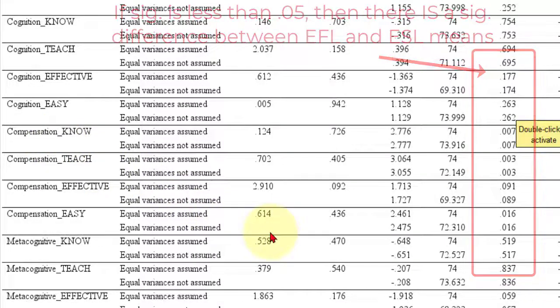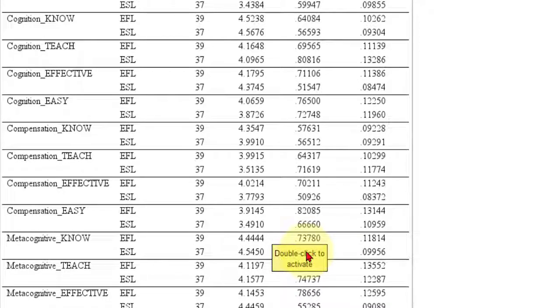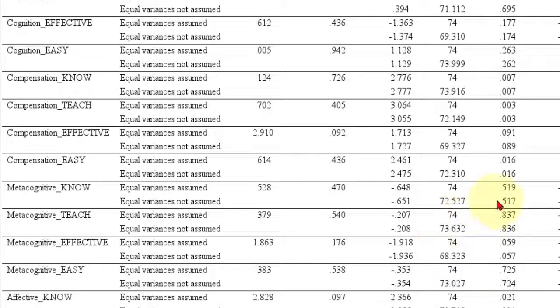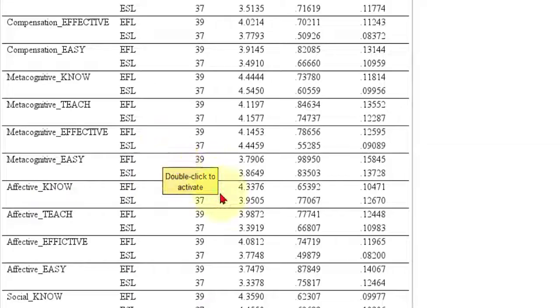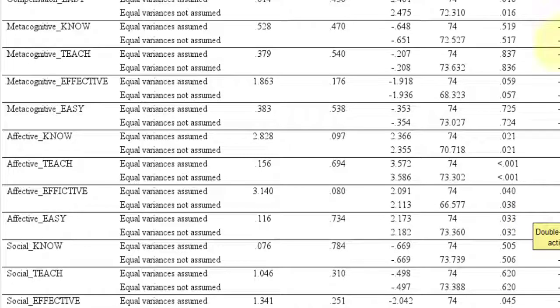Now, with that in mind, we're going to go back up to the mean table, and we're going to look at the cognitive ones. I'm sorry, was it compensation or cognitive? It was compensation. So there was a difference in compensation, and it shows me that the EFL group was significantly higher in every category. So there was a significant difference in basically all four of the compensation scores, with the EFL group having the higher number. Okay, let's keep looking.